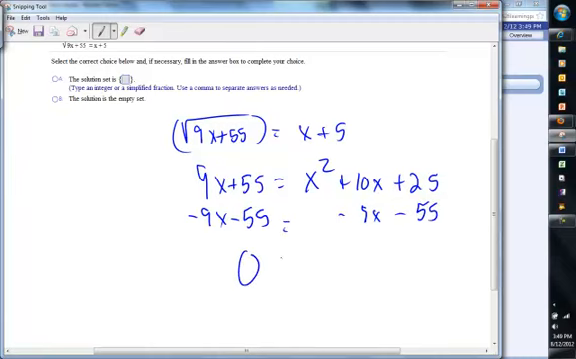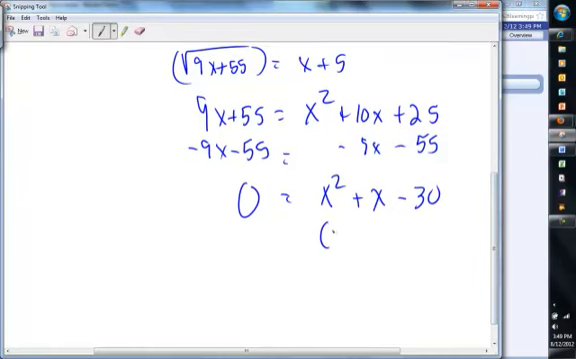And we get 0 is x squared plus x minus 30. What two numbers multiplied equal 30, added equal 1? x plus 6, x minus 5. You could also enter this on your calculator, and you get x is negative 6 or positive 5.